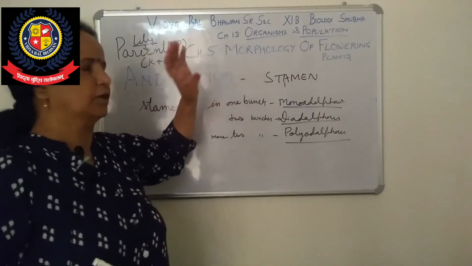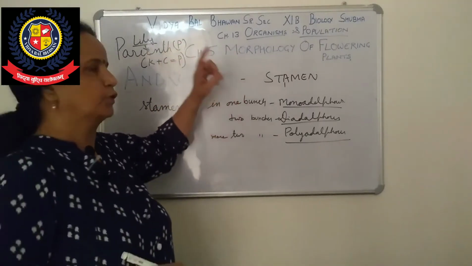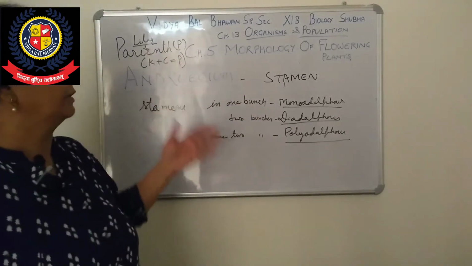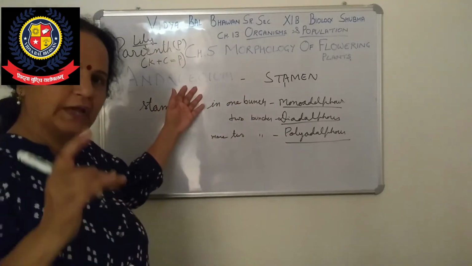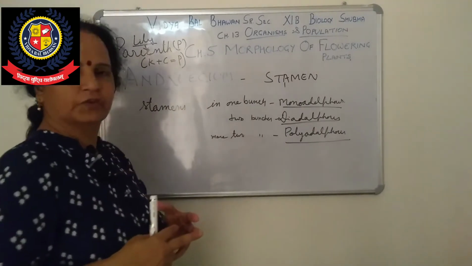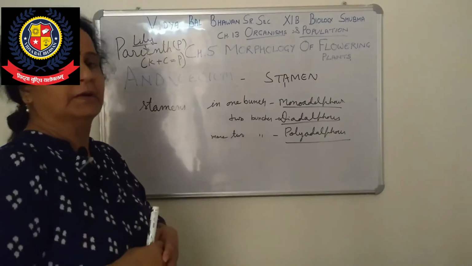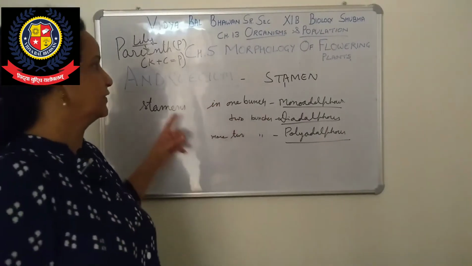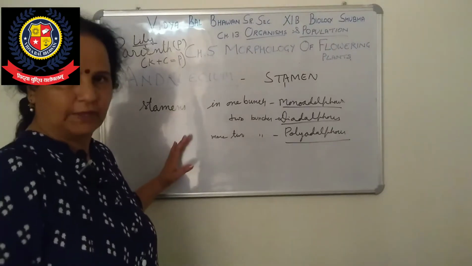The androecium is the stamen, the filament and anther. They produce the male gamete, pollen grains. When the flower is unisexual and only the androecium is present, it is called a staminate flower. When the flower is bisexual or unisexual, but the anthers are not producing male gametes, it is called a staminode flower, right?